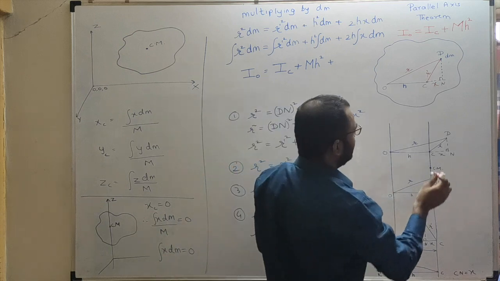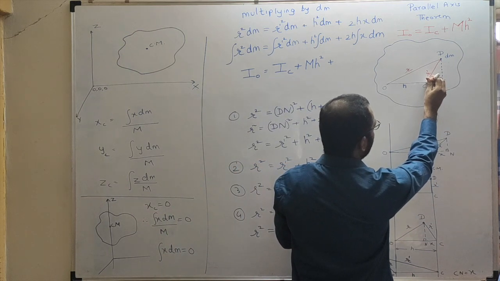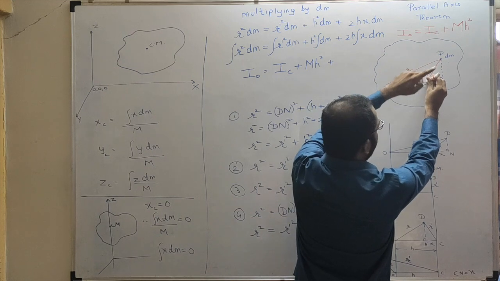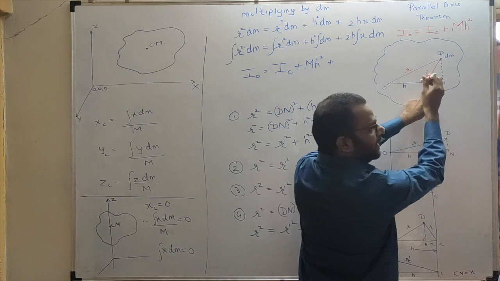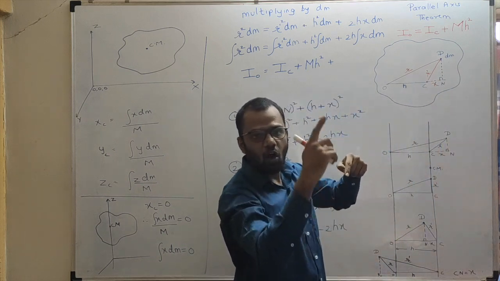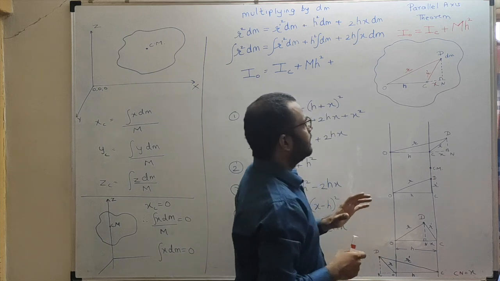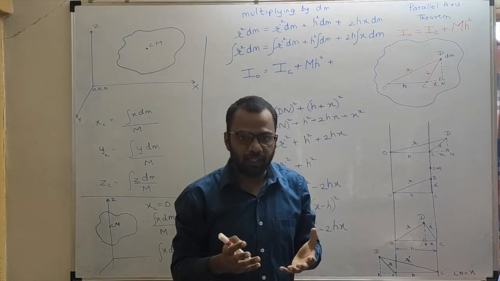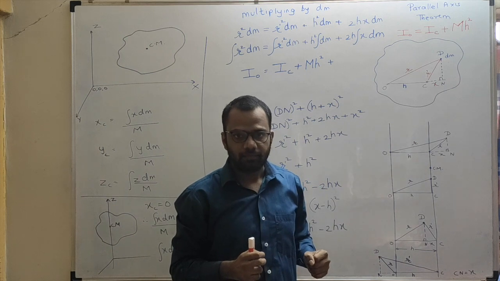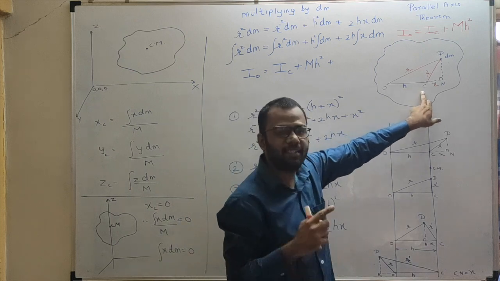So basically this is an axis. Now this axis is perpendicular to the board, and this axis is passing through the center of mass of the body, and C is any point on that axis. Now the body will have a certain moment of inertia about this axis. Let us say the moment of inertia about this axis is IC.